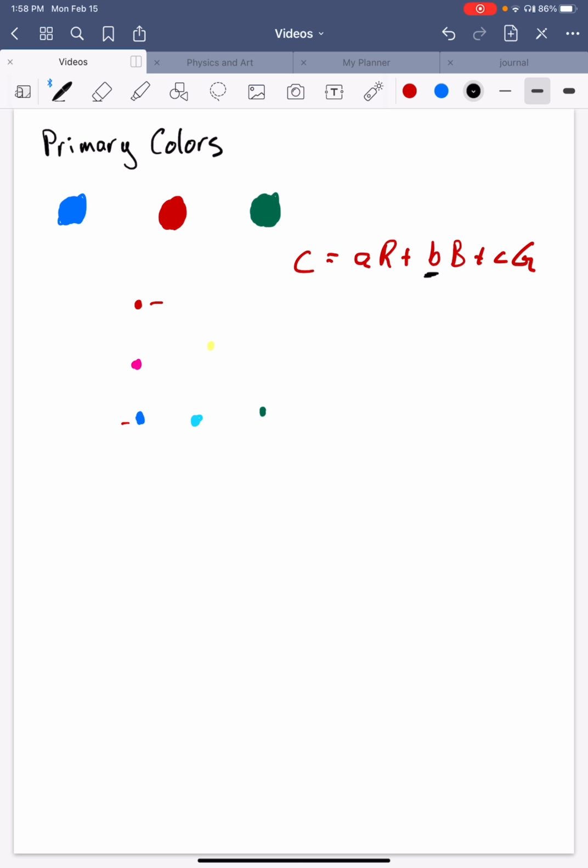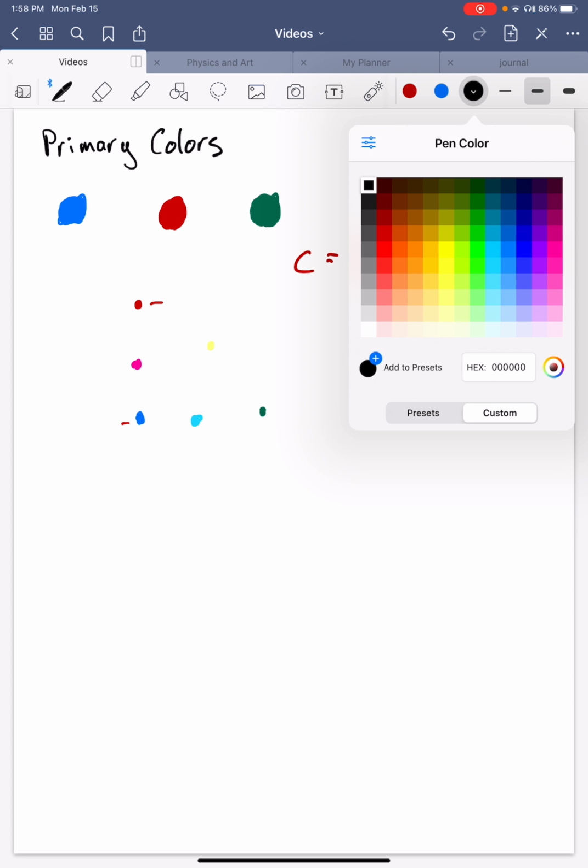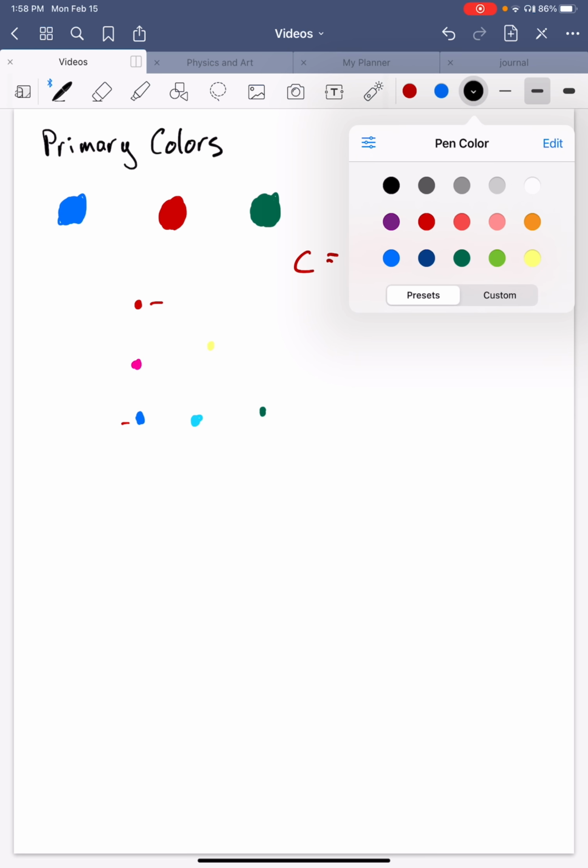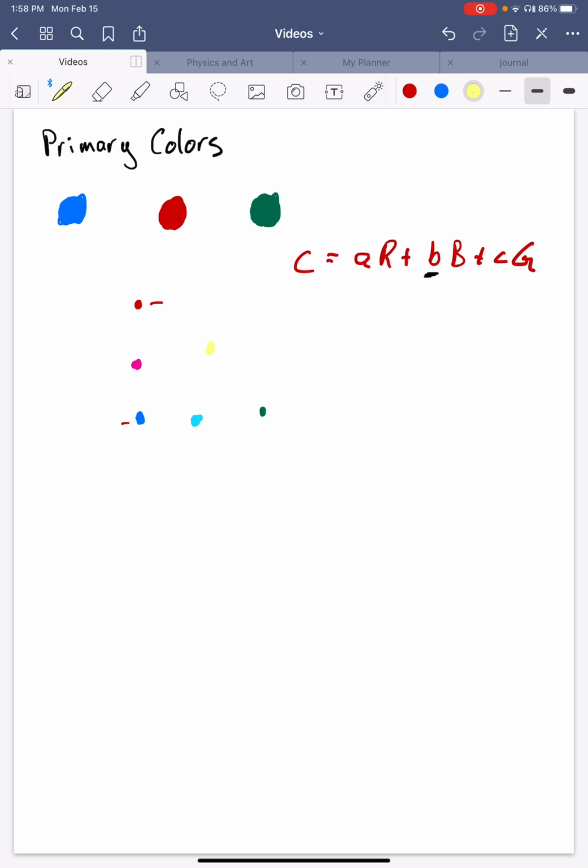50% red and 50% green gives me yellow, which is a little bit hard to see here, but it's right here. 50% blue and 50% green gives me cyan. And then all the rest of the spectral colors are sort of available in this triangle. And that's not 100% true, but we'll talk about colors that lie outside the color triangle a little bit later.